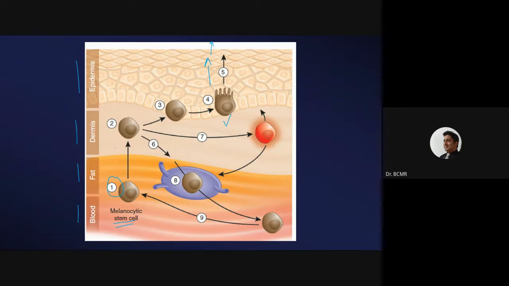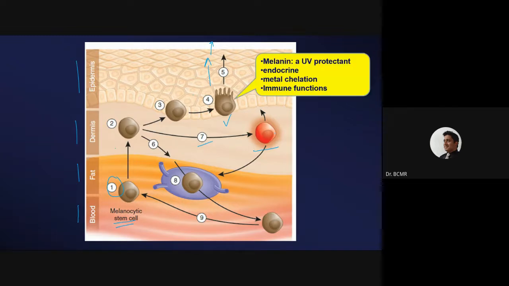So somewhere there could be a possibility that a mutation may occur, because of which melanoma may arise. And before going there, we have to also discuss what melanin is. Melanin is a UV protectant. There are two other pigments also. The more melanin we have, the darker our skin pigmentation is. They have several functions in immune, metal chelation, endocrine functions, and so on.